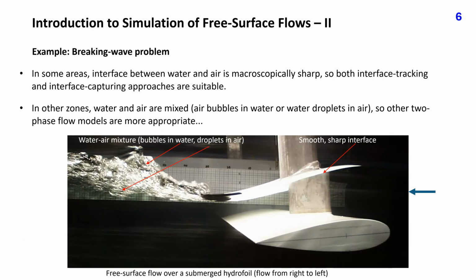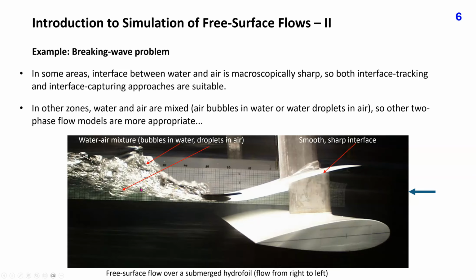Let us have a look at an example of a free surface flow. This photograph shows the flow of a hydrofoil near the free surface, mounted on a strut which is fixed to the carriage in a towing tank. When the foil is towed at a constant speed, the free surface above it deforms and may encounter wave breaking phenomena as shown in this photograph.